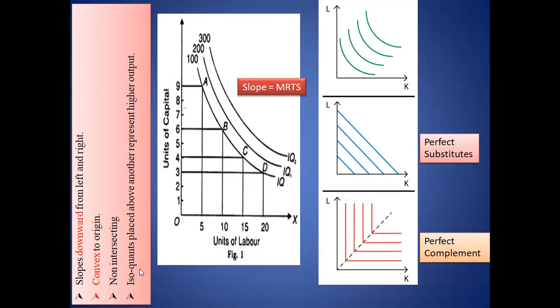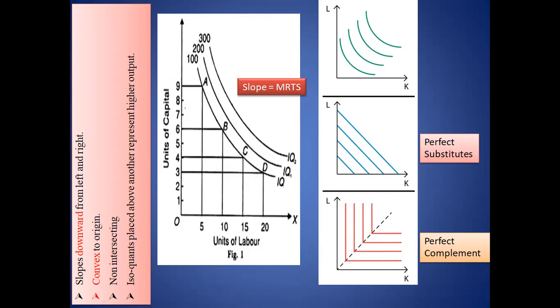Okay, and the last one, an isoquant placed above another represents higher output. See, this IQ is 100 units of output, and IQ1, which lies above IQ, has a value of 200 units of output. Similarly, IQ2 is 300. So the one lying above another represents higher units of product. Well, these properties we will discuss in detail in our next lecture, which will be specifically on the isoquant. But in this lecture, we will briefly cover all the concepts.